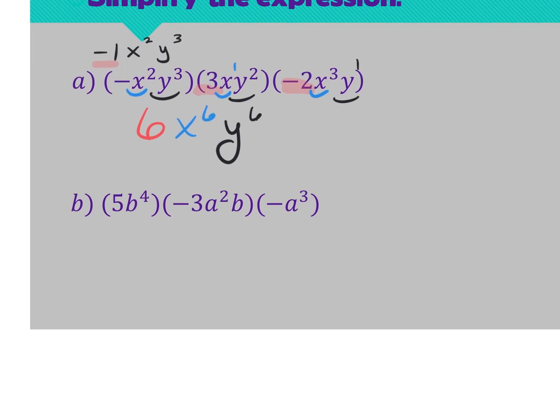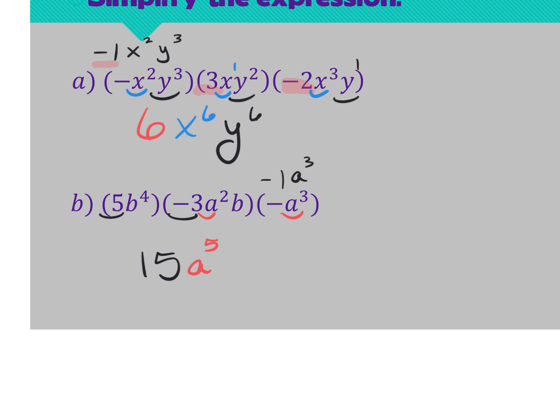So here I'm going to multiply my coefficients. I have a 5, -3, and again, if you want to think of this as a -1, a to the third, you can. So then this becomes a +15. And now I'm going to go back and look for my like bases. The first term doesn't have an a, but the second one does, and so does the third one. Again, I'm going to add those exponents, 2 plus 3, and I get a to the 5th.